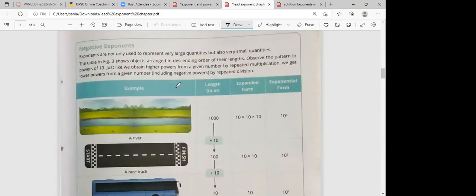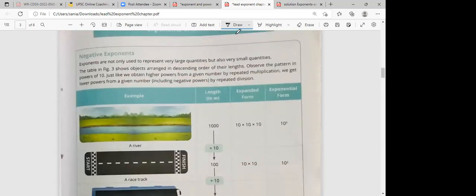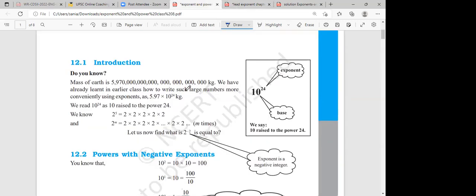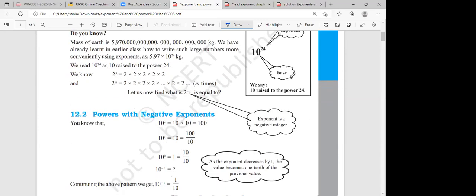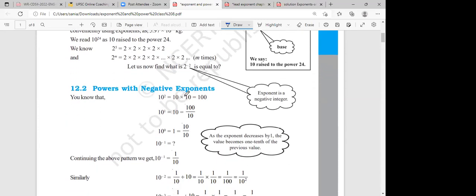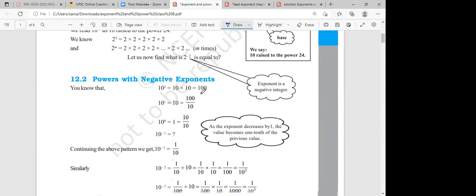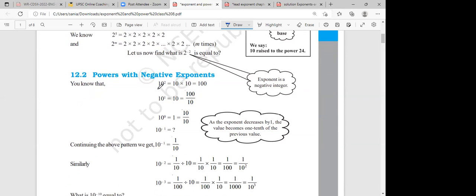And then there are some negative exponents as well. We'll discuss it, but first of all, we'll do a few questions. So this is the base, this is the exponent, and we pronounce it as 10 raised to the power this. Now, some negative exponents as well. Ma'am, what are negative exponents? This is very important.